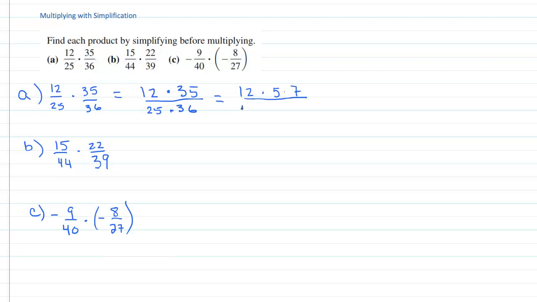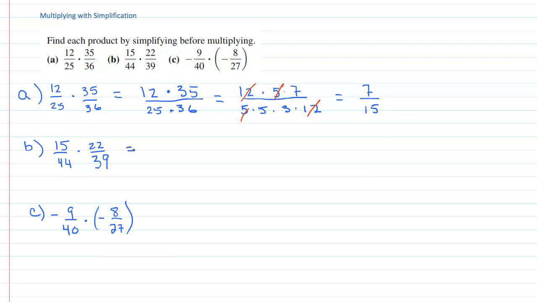So 25 is 5 times 5, and 36 is 3 times 12. So I see some factors that I can cancel out here or divide out. I've got a 12 on top, a 12 on the bottom. I've got a 5 on top and a 5 on the bottom. And I don't see anything else that I can divide out. So on top I'm left with a 7, and on the bottom I'm left with a 5 times 3, which is 15.